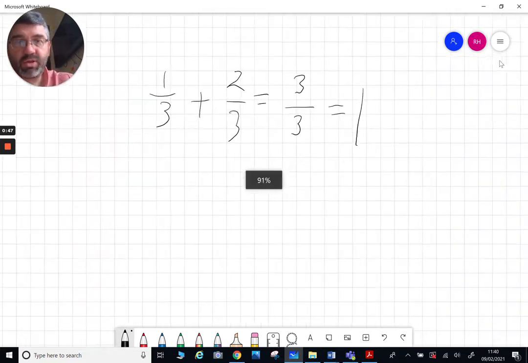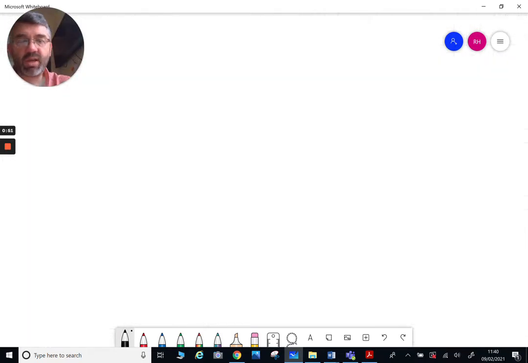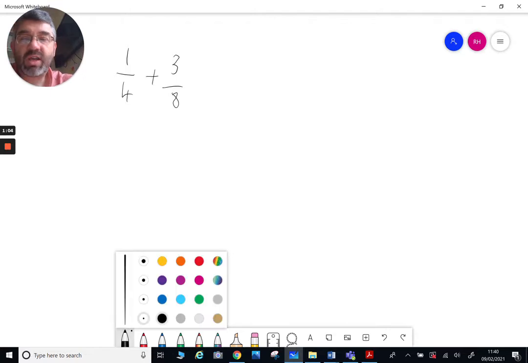Now, we just move that out of the way. So we've got the screen again. Right, let's have a look at something a little more interesting. Let's say, for instance, we've got 1/4 and we've got 3/8. Now, in this case, we don't have the same denominator, the same number on the bottom. We've got something totally different.